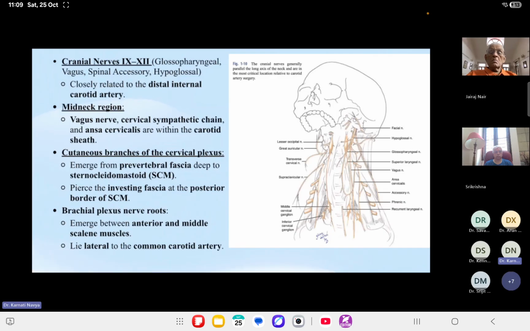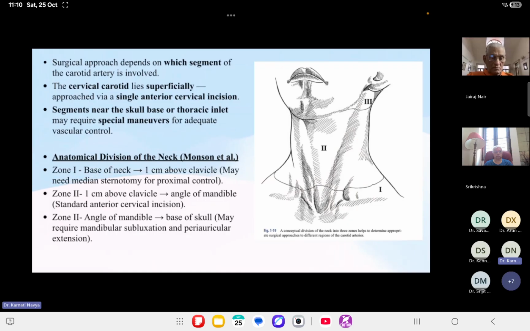And the brachial plexus nerve roots emerge from the anterior and middle scalene muscles, and they lie lateral to the common carotid artery. This is important because these nerves are to be taken care of while doing exposure of the carotid artery. Surgical approach depends on which segment of the carotid artery is involved. The cervical carotid lies superficially, approached via a single anterior cervical incision, whereas the segments near the base of the skull or the thoracic inlet might require special maneuvers for adequate vascular control, like sternotomy.